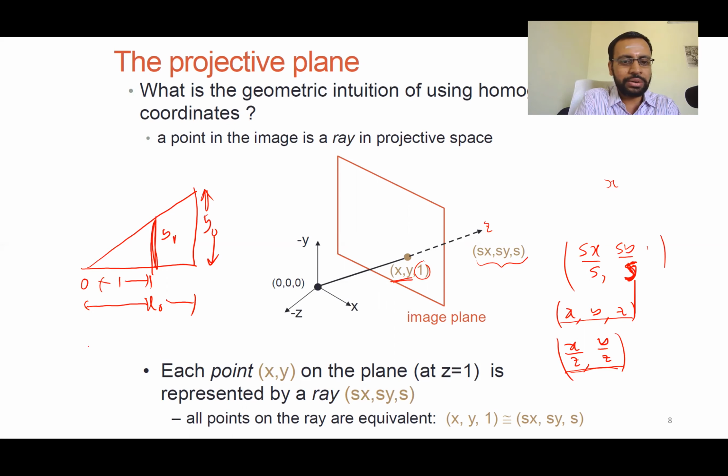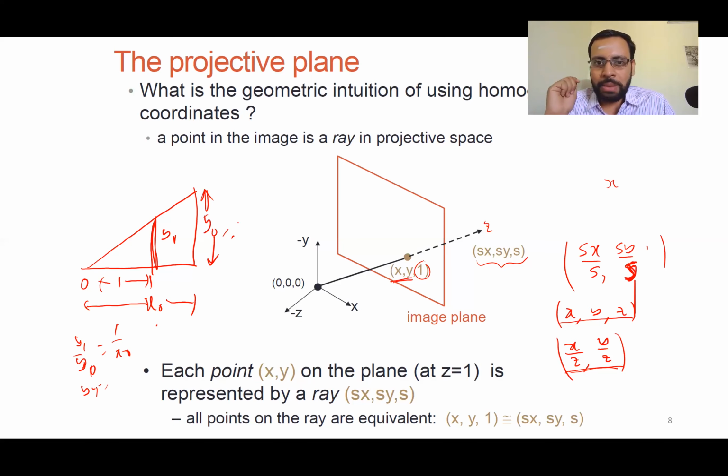What would that be equal to? Take the similar triangles here: y1 by y naught equals 1 by x naught, and then you will get y1 equal to y naught by x naught. So that's this kind of a similar triangle. I did it in 1D, because in 2D I have to draw all those things. So that's the intuition essentially.